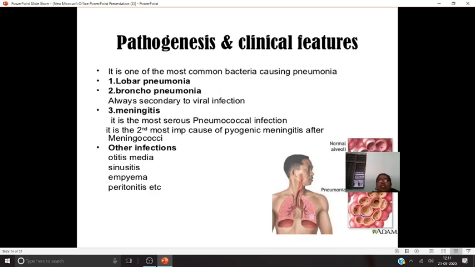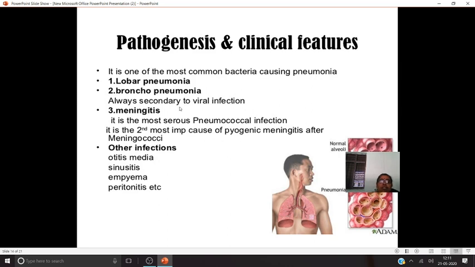Then what is the pathogenesis and clinical features? One of the most important common bacteria causing pneumonia is the pneumococcus: lobar pneumonia, and bronchopneumonia, which is always secondary to a viral infection. Under lobar pneumonia, all the lobes of the lung structure are involved. The bronchus is also involved in bronchopneumonia. The third one is meningitis, which involves infection of the meninges. It is the most serious pneumococcal infection, and the second most important cause of pyogenic meningitis after meningococci.